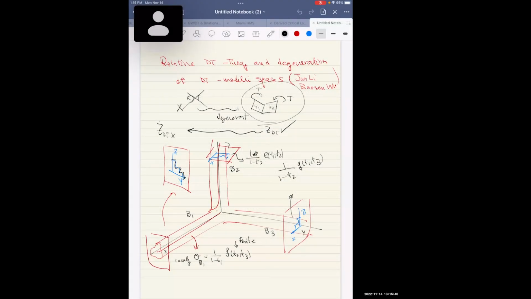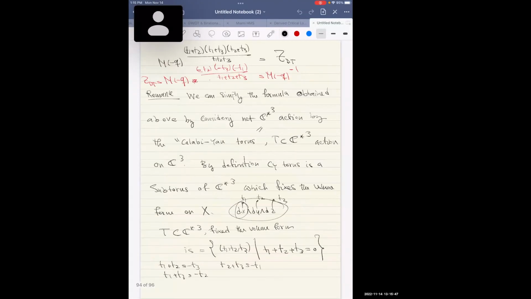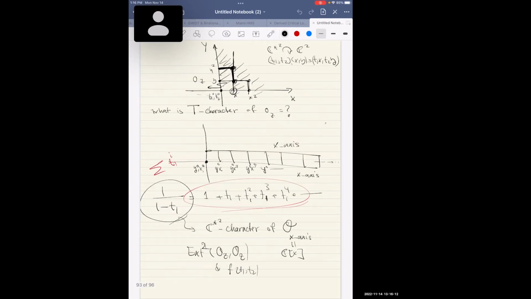So last time I discussed localization techniques. Essentially localization means that you have some variety, and this variety is coming with an action of a torus, and you have a moduli space of, for instance, sheaves, curves, whatever on this variety, and you count the invariants of this moduli space by looking at the torus fixed locus of the moduli space.